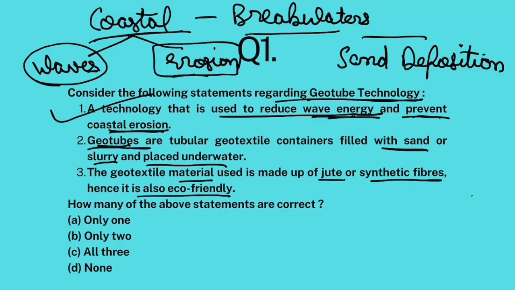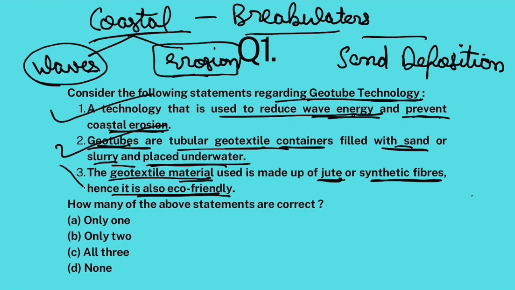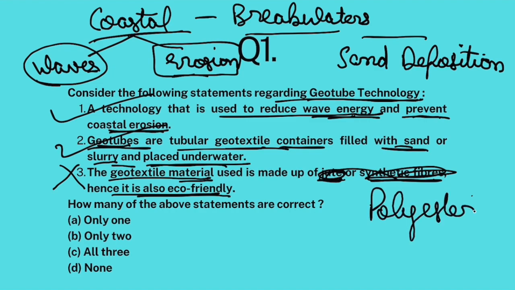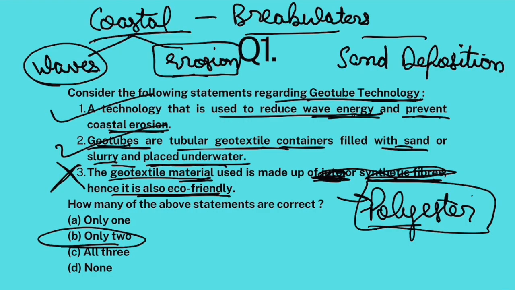Absolutely correct. Geotubes are tubular geotextile containers filled with sand to make them heavy, or slurry, and placed underwater. Absolutely correct. The geotextile material used is made up of jute or synthetic fibers, hence it is eco-friendly. Absolutely false. It is not made up of jute or synthetic fibers. In fact, it is made up of plastic fibers like polyester, and not just plastic, petroleum derived fibers. Polyester is the biggest thing from which this geotextile is made up of. Okay, so this is false. It is not made up of natural fibers like jute. Clear? So only two statements are correct.